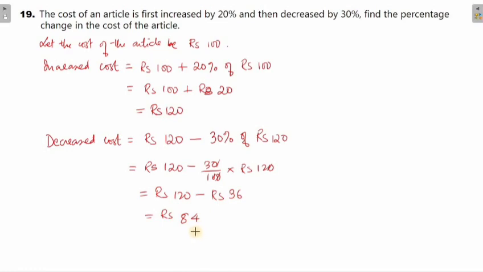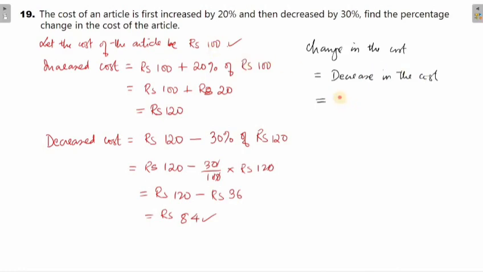Now tell me, what kind of change do you see here? Is there increase in the cost or decrease in the cost? See, initially it was 100, right? So now it is 84. Obviously there is decrease, right? So therefore we say change. Okay, so change is nothing but decrease, right? So change in the cost is nothing but decrease in the cost.